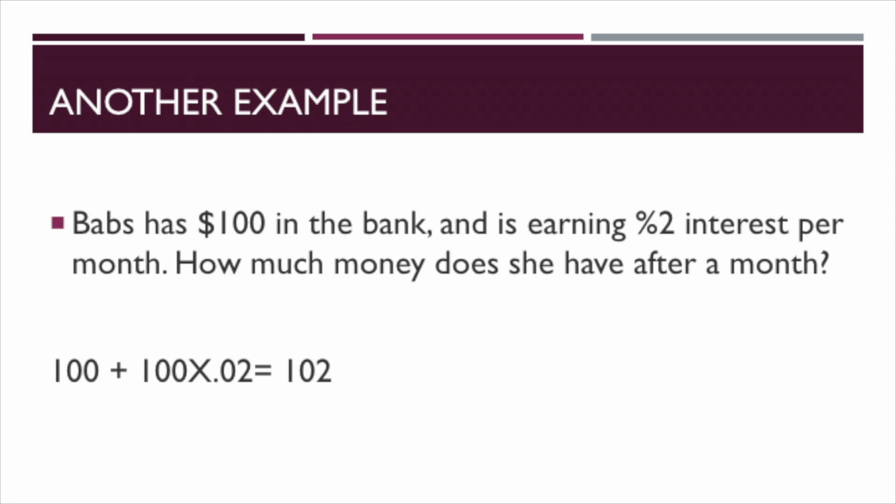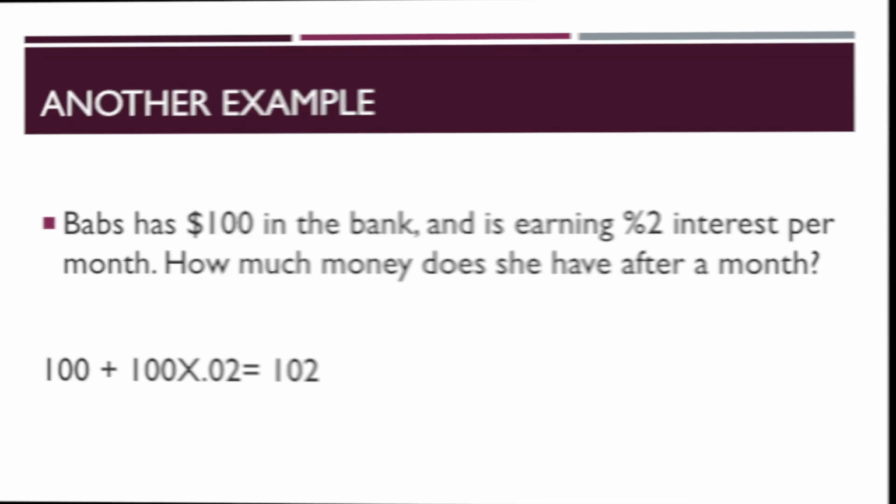So let's take another example of a word problem. Babs has $100 in the bank and is earning 2% interest per month. That's 0.02. How much money does she have? Well, we take 100 plus 100 times 0.02, and we get $102.